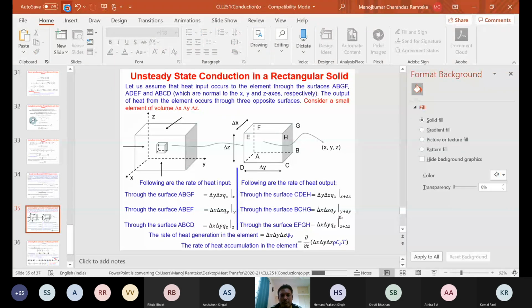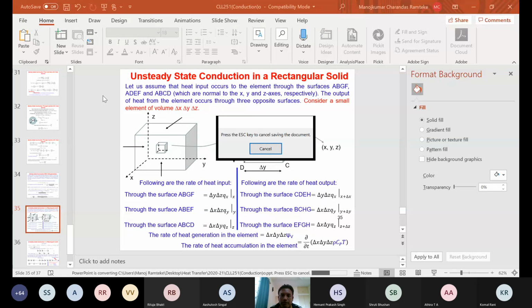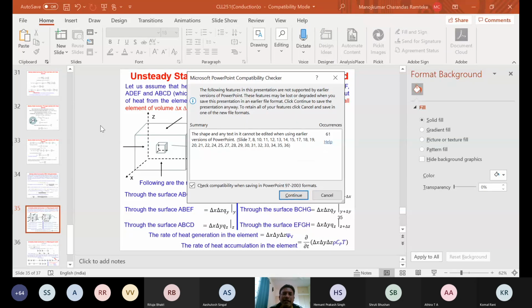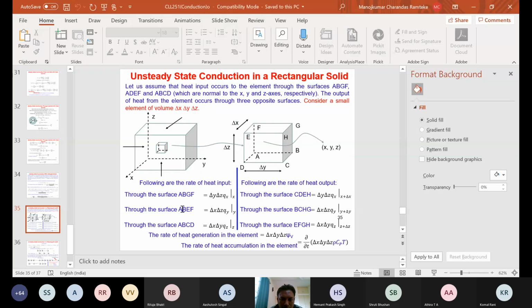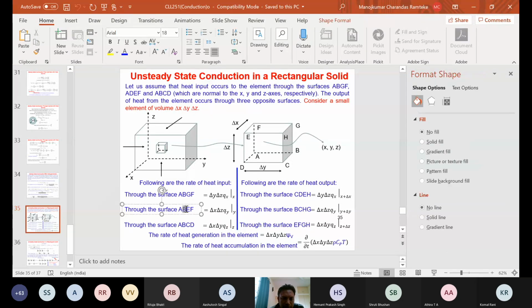Answer, ADEF. Only from the three sides it is coming. It'll be AB instead of ABEF. I guess it should be ADEF. No, ABEF is not a surface. Let me just check. ABEF is not a surface. You are right. That should be ADEF. Correct. Thank you.